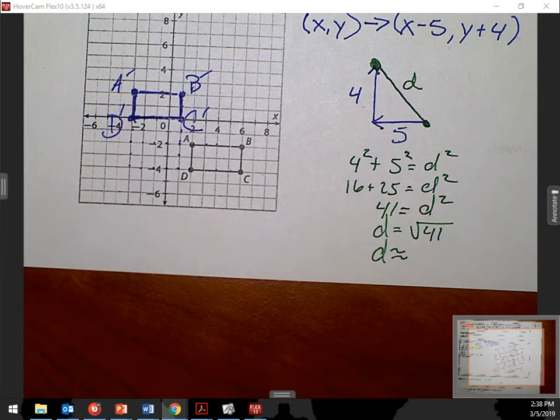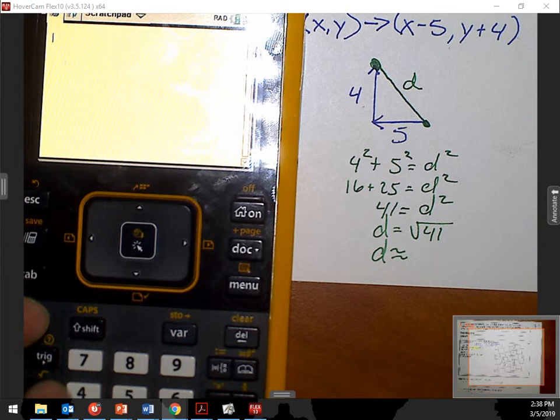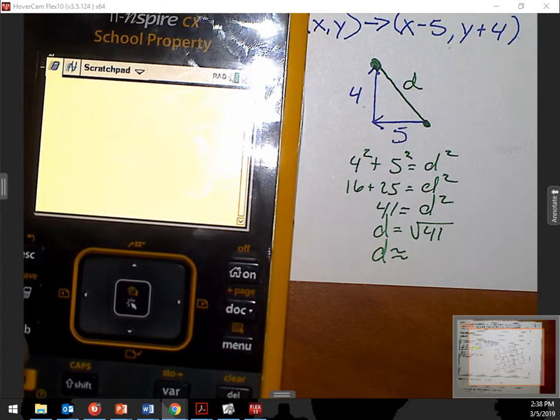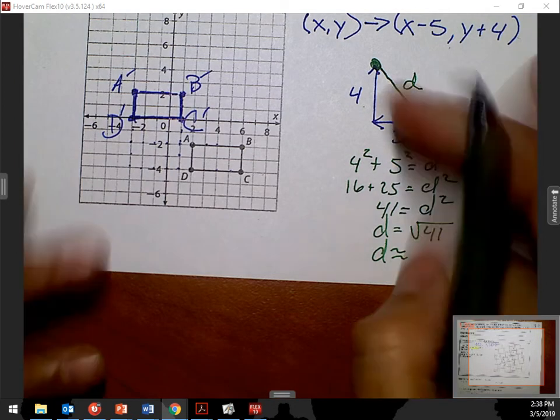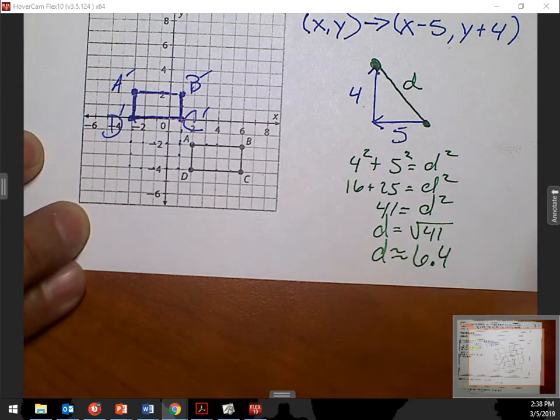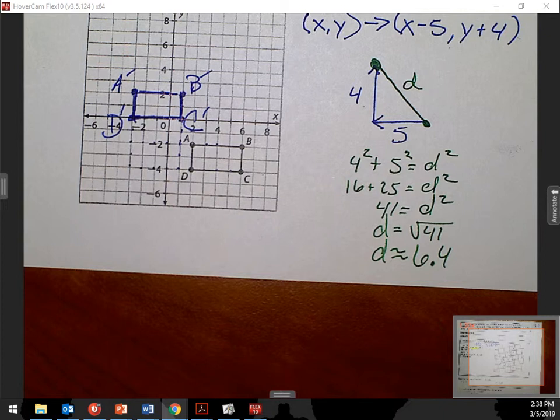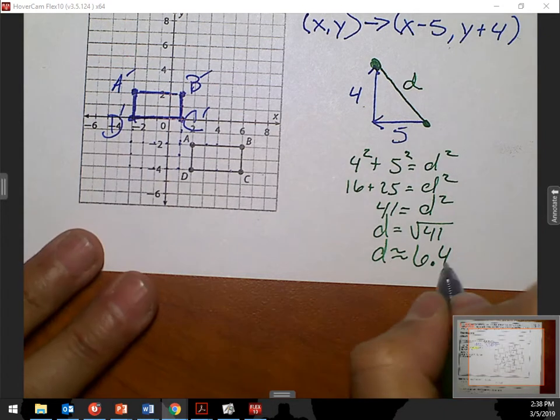Does everyone agree? Does everyone actually know how to get that? I'm going to put it on the calculator just so you guys see it. That's going to be a decimal. So I'm going to hit control, X squared is going to give me the radical, and put your 41. There we go, right? That's 6.4. So the distance it traveled is going to be 6.4 units.